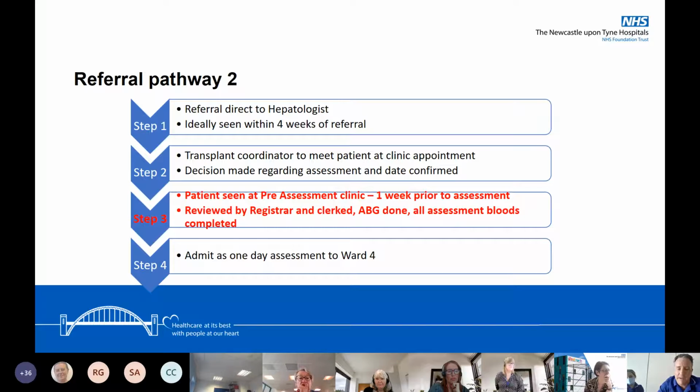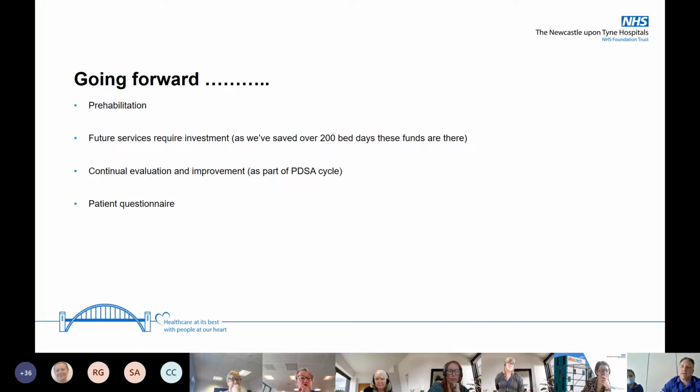And so in our referral pathway, it's even further improved by having a transplant coordinator clinic 1 week before then. And in that clinic, they're also seen by a liver unit registrar. All of their medical clerking is done, blood gas is taken, and all of their assessment bloods are completed. And so that's added another step in, which has improved that.